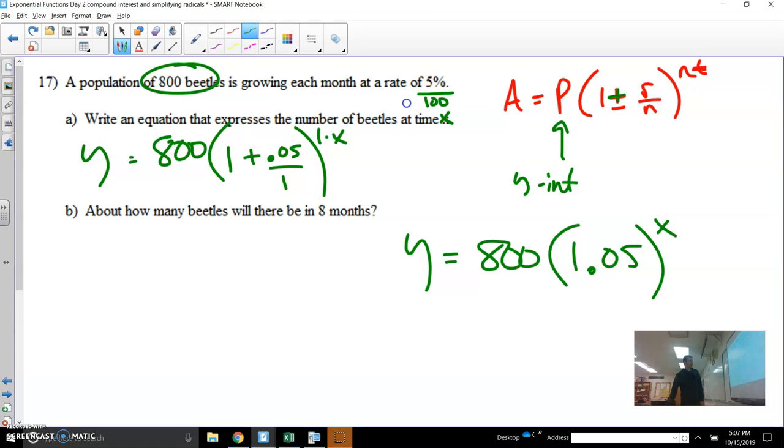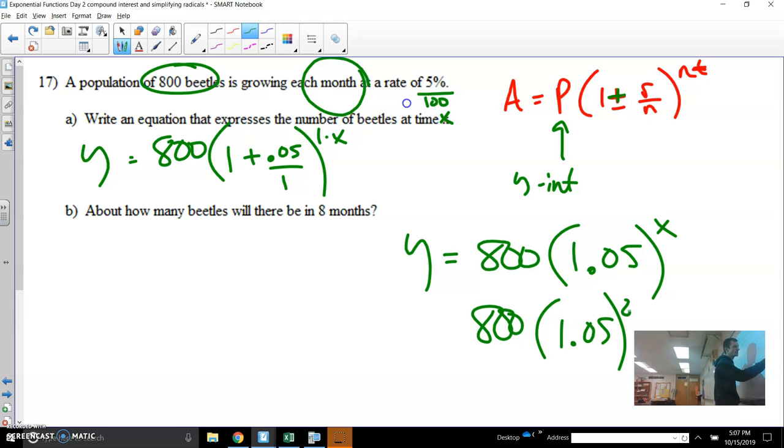Okay? So it says right here, about how many beetles will there be in 8 months. A lot of the problems we did in class were all about years, so I don't want that to screw anybody up. It says in the top, a population of 800 beetles is growing each month. So that is the idea of the time frame being set. We're talking about per month. So when you're talking about 8 months, x represents how many months there are. And so let's plug in 8 for the time.